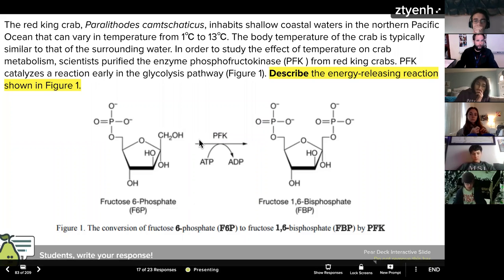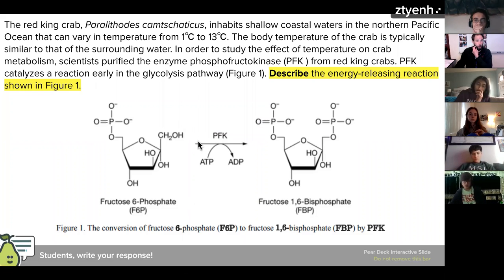I'm seeing a lot of people have answered this question. How much more time, if any, do you need to wrap up writing your response? You can show me with your fingers if you're on camera, or post something in the chat if you can't. One finger is 1 minute, fist is 0. I'm seeing a lot of fists from people on camera.